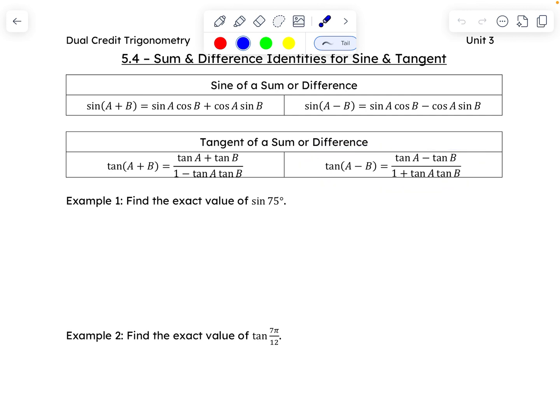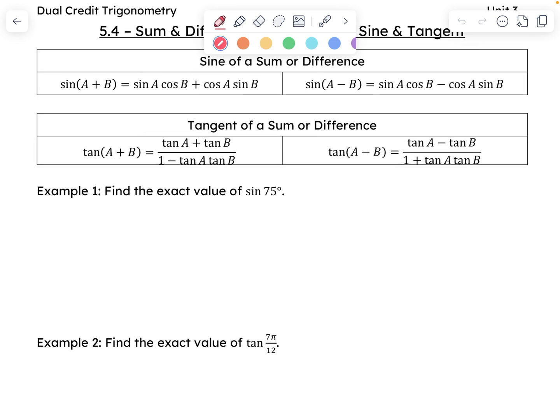So let's get some practice with these. Example 1 right here says find the exact value of sine of 75 degrees. So I need to think of two angles on my unit circle that can add to give me 75. The first thing that comes to mind is 30 degrees plus 45 degrees. So 30 degrees is going to be my A, 45 degrees is going to be my B, and I am adding, so that means sine of A plus B.